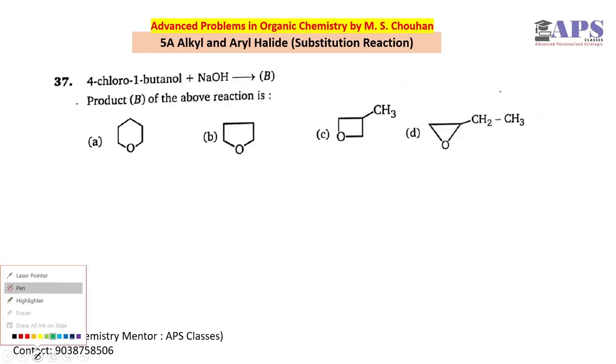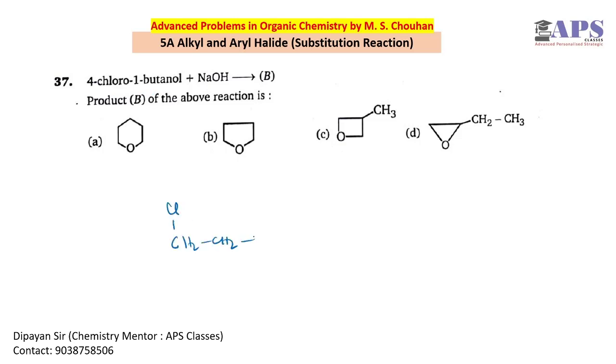Question number 37. This is a case of NGP, or neighboring group participation. 4-chloro-1-butanol. So this is the structure of 4-chloro-1-butanol.